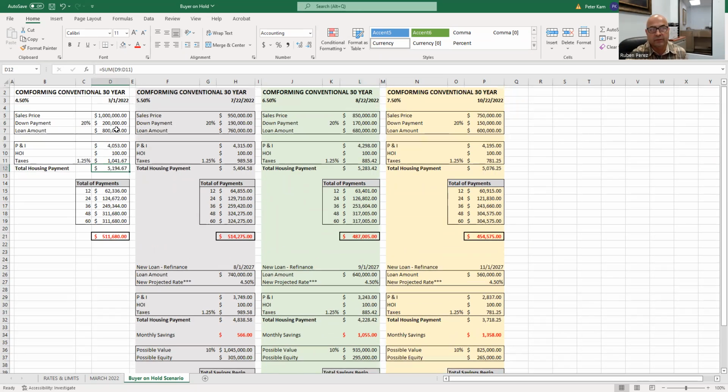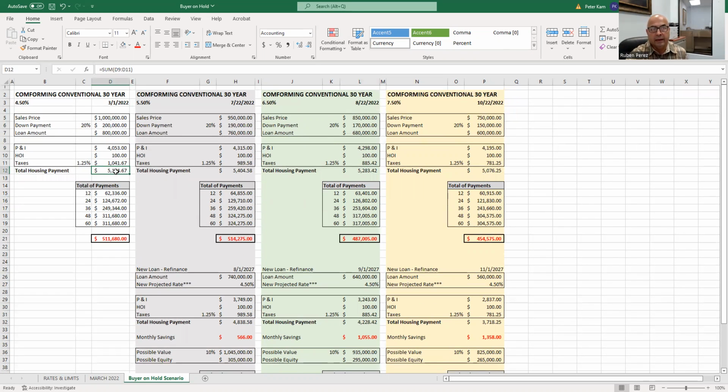So someone that was looking for $1 million can potentially get a similar home for 850. A house that was going for $1 million in February, March, it's reasonable to say you can get a similar house for 850 right now, I think, or even 900. It's not going to change that much. Look at the difference in payment. It's $100, so it's not that much.